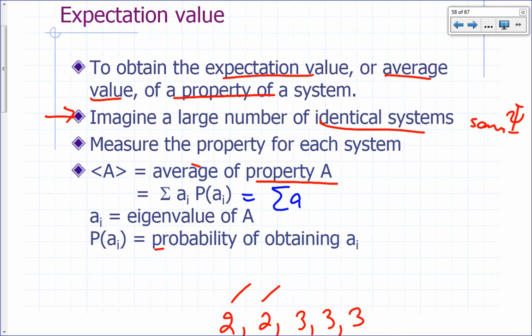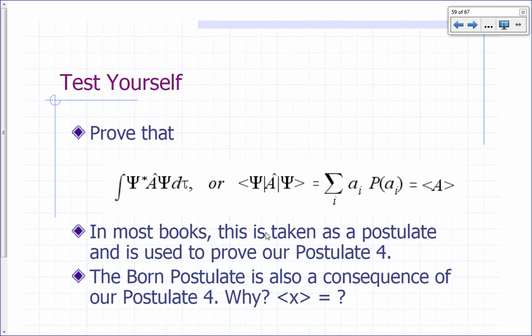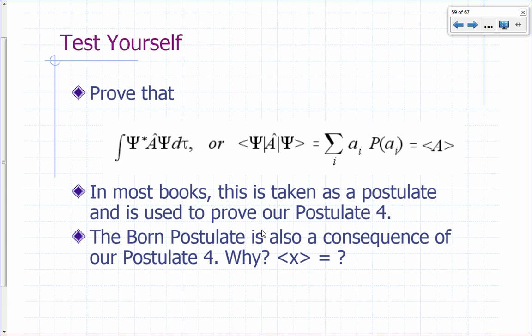That's the summation of A sub i times c sub i squared, right? Where big psi is just c1 f1 plus c2 f2, and so on, where f1, f2, and so on would be the eigenfunctions of operator A in this case. Okay? So let's take a look at this one.